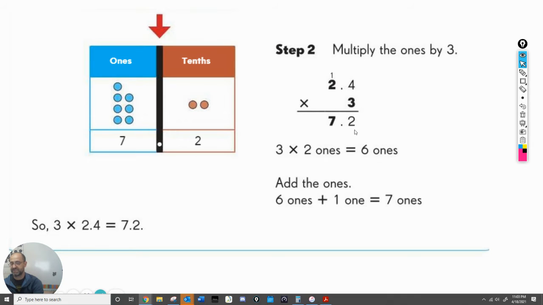2 and 4/10 times 3 is 7 and 2/10. Pretend the decimal doesn't exist. 24 times 3 is 72. So 2 and 4/10 times 3, 7 and 2/10. 24 times 3, 72. The decimal isn't really changing the computation, which it shouldn't. You just got to be mindful of where the decimal goes, and there's ways to figure that out.